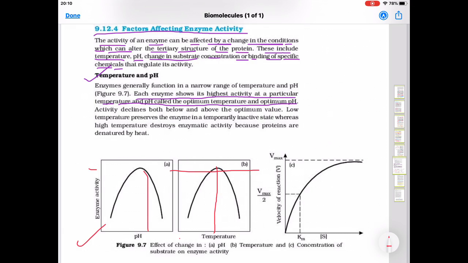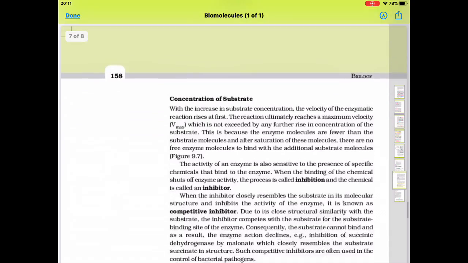In the graph with the concentration of the substrate on enzyme activity, that C diagram, here the velocity of the reaction with the substrate. Initially, as the amount of substrate increases, the velocity of reaction increases. But after some time it becomes static because now no more enzyme molecules are available for that substrate. So next topic is concentration of substrate.